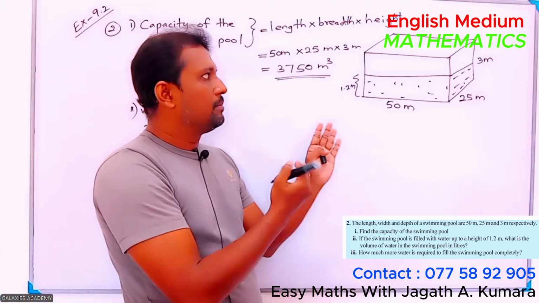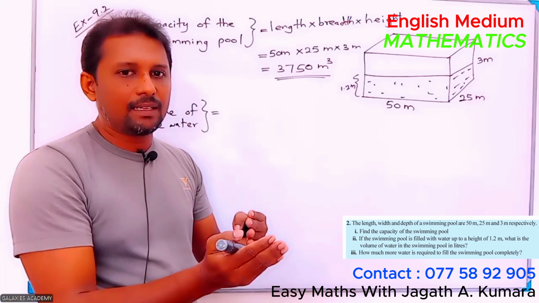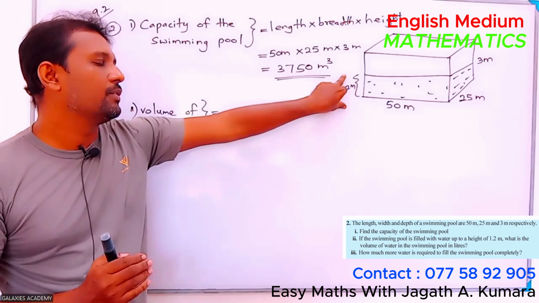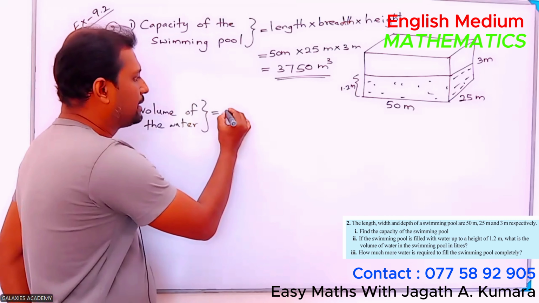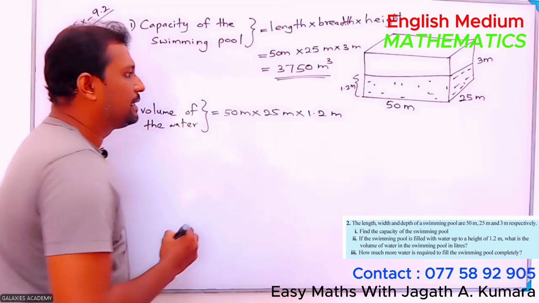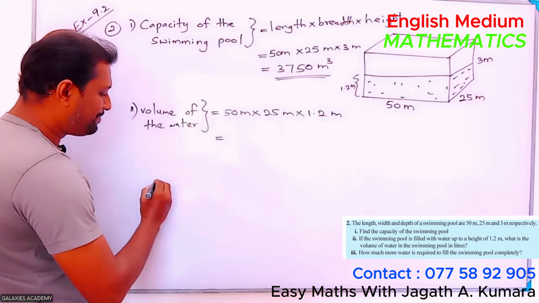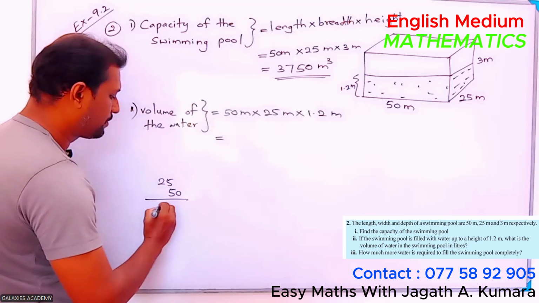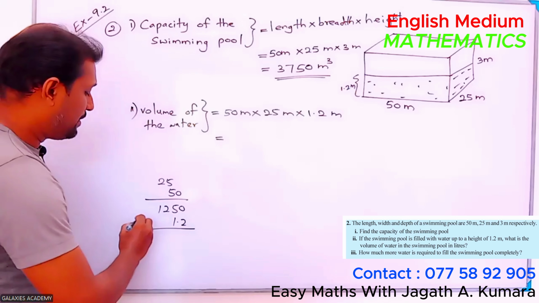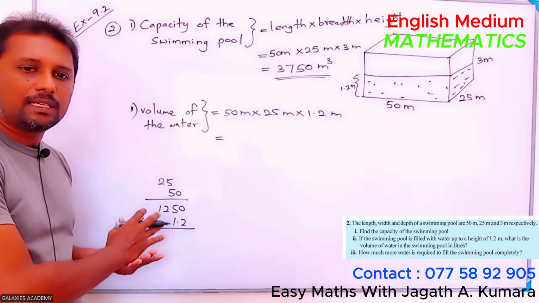The water column shape is a cuboid shape, right? So its length, breadth and height are given as 50 meters, 25 meters and 1.2 meters. So you have to multiply these values, 50 meters, 25 meters and 1.2 meters. You have to multiply 50 multiply 25. What is the answer? 1250. Again we have to multiply by 1.2. First I will multiply by 12.